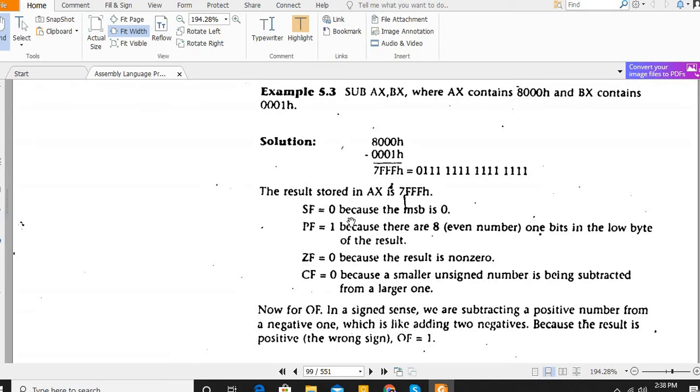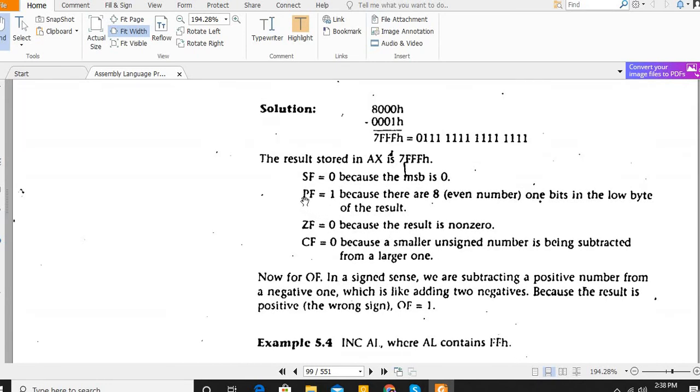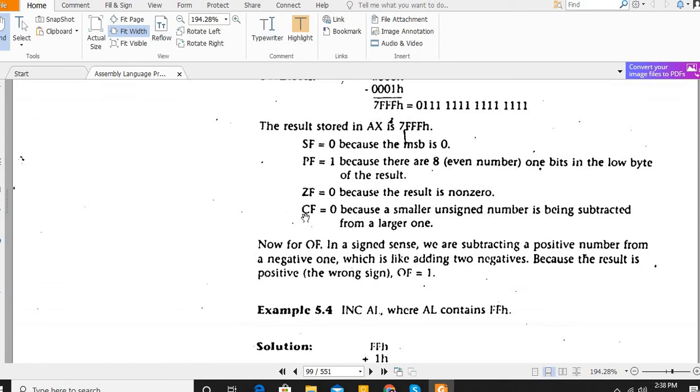So here the sign flag will, of course, be 0, because the MSB is 0. PF equals 1, because I think you know, I don't discuss it again. ZF equals 0, you understand very well now, and CF equals 0. Carry flag is 0. Why? Because a smaller unsigned number is being subtracted from a larger one, so no carry will actually come.